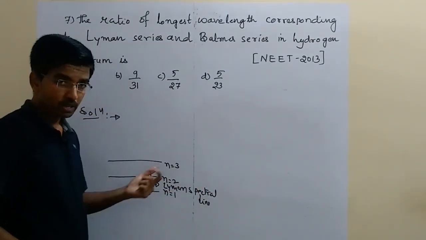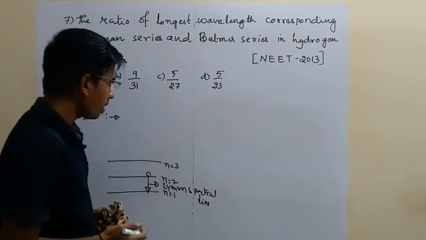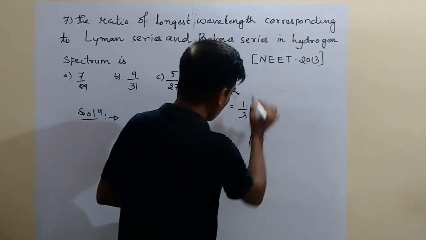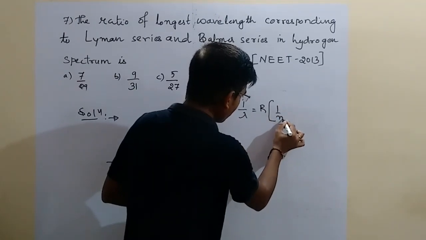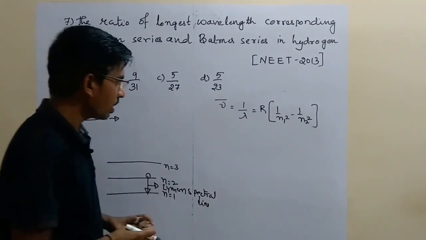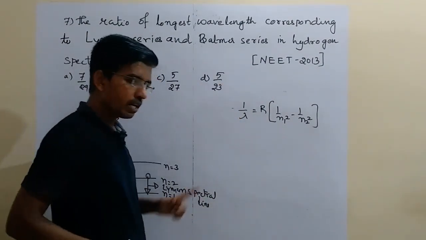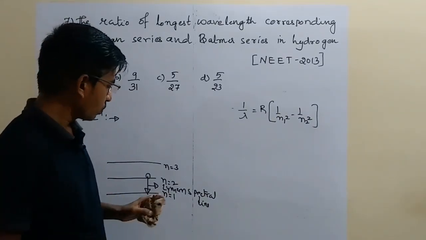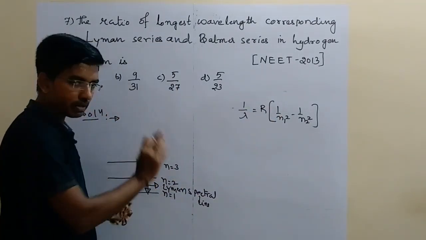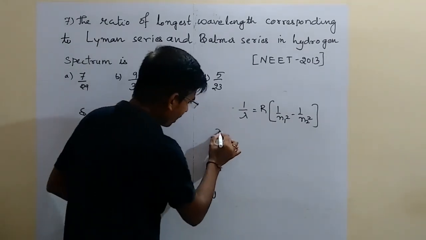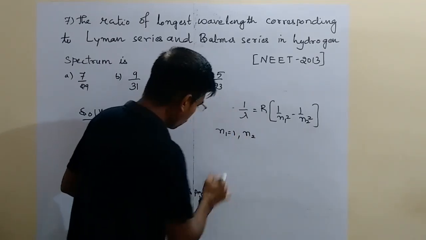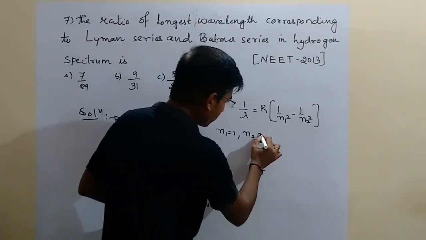For this spectral line, I will calculate the wavelength by using the formula nu bar is equal to 1 upon lambda is equal to R into 1 upon n1 square minus 1 upon n2 square. Here there is no use of wave number, that is nu bar, so just delete it. I will extract n1 and n2 from this energy level diagram. For this transition, n1 is equal to 1, the ground state, and n2 is equal to 2.